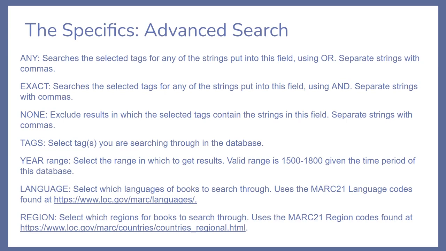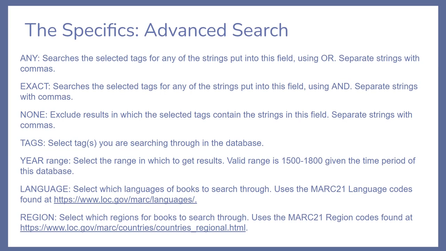Tags. Select which tags you are searching through for in the database. Example, author. Year range. Select the year range in which to get the results from. A valid range is 1500 to 1800 given the time period that this database is within. Language. Select which language of books to search through. Uses the Mark 21 language codes found at this website. For example, use ENG for English.